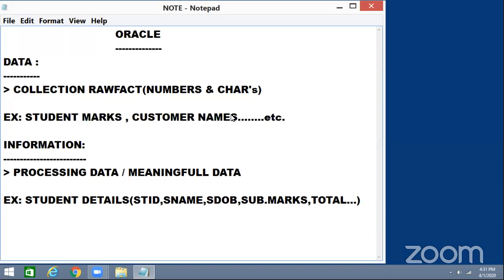So student details. What do the details mean now? ID, name, date of birth, subject marks, and finally total. So like this, whatever you want here, you can go and check it. So this is called information. So these are two basic terms we should know.